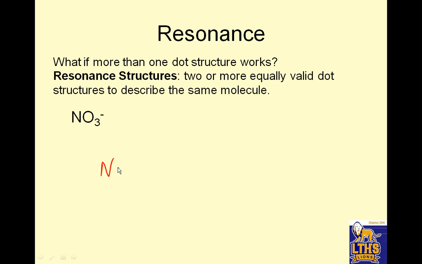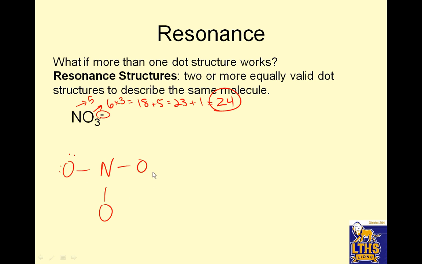Resonance. So if I put nitrogen in the middle, because it can make 3 bonds, and put oxygen around the outside. Nitrogen brings in 5 electrons. Oxygen brings in 6 electrons, and there's 3 oxygens, so we're at 18 plus 5 equals 23, plus a negative charge, plus 1 more. So where am I getting this number? What does this number mean? 24 dots, 24 electrons.